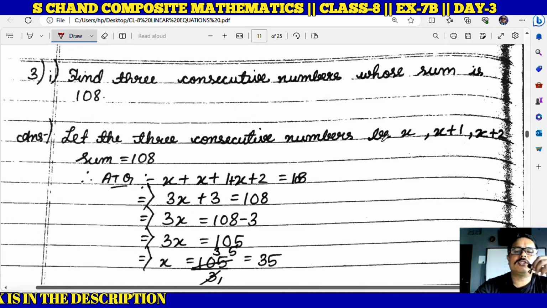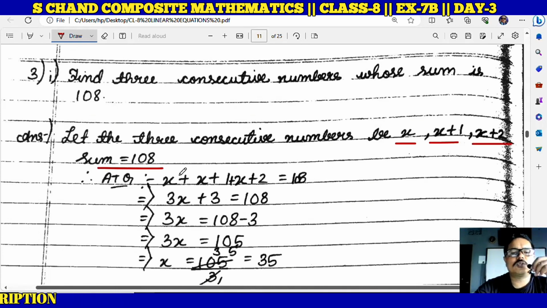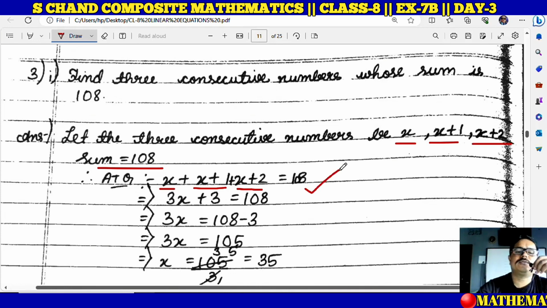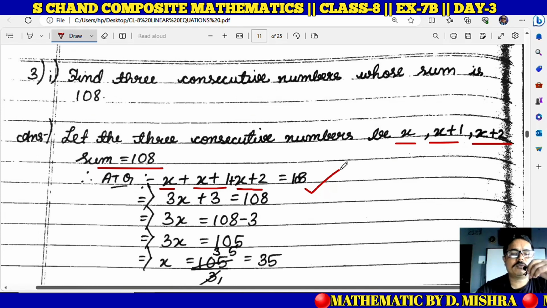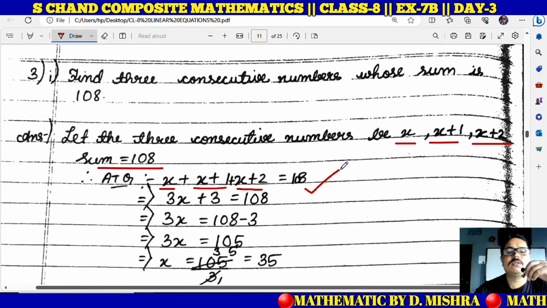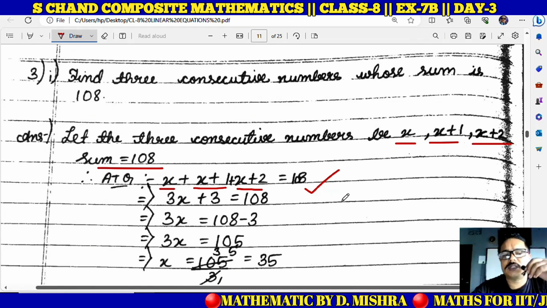So let the 3 consecutive numbers be x, x plus 1 and x plus 2, and the sum is 108. So according to the question we can write x plus x plus 1 plus x plus 2 is equal to 108. So this is the equation. Dear children, if you are able to form a linear equation for this type of sums, then you can think that your 50 to 60% work is done. Just framing the equation is only 50 to 60% of the work. After that, you just need to solve this using the concept of linear equation.